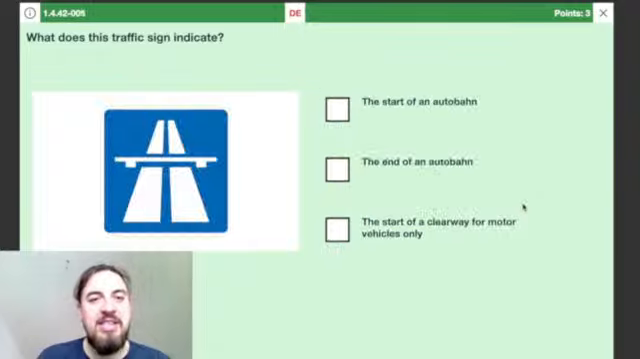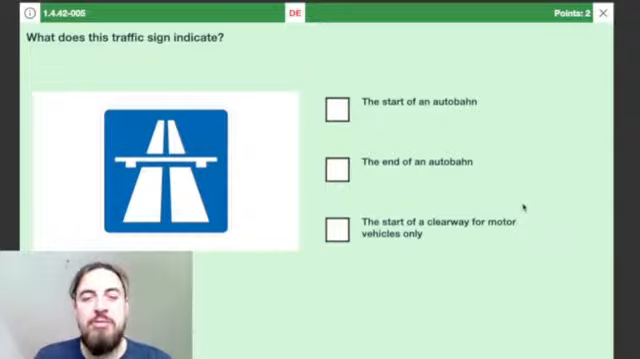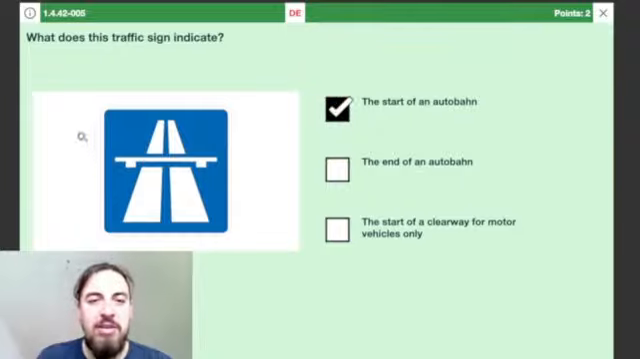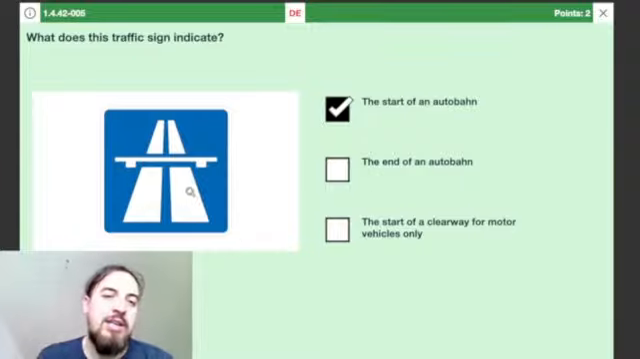What does this traffic sign indicate? The start of an autobahn, the end of an autobahn, the start of a clear way for motor vehicles only. As well, in that question, we just have one correct answer, and that sign means that you are about to enter highway. So it's the start of an autobahn. When you leave, it should be crossed with a red cross or red line, and that's why we don't have that sign. It's just the first answer.